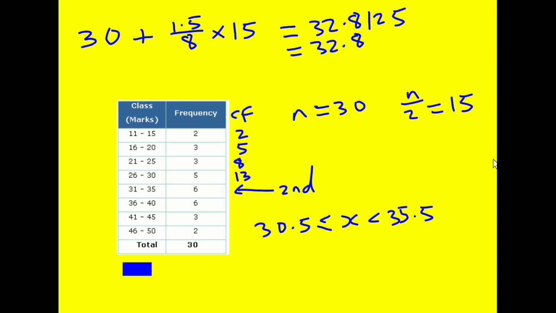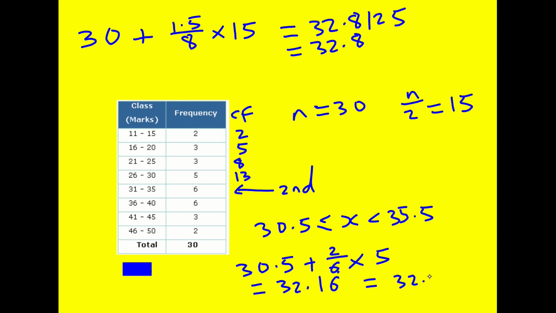So then it's the same as before. It's going to be 30.5, that's our lower bound, plus the fraction that we're going through, 2 over 6, times the width, which in this case is 5. And I get 32.16 recurring, which I'd then round to 32.2. Okay, hopefully you're happy with that.